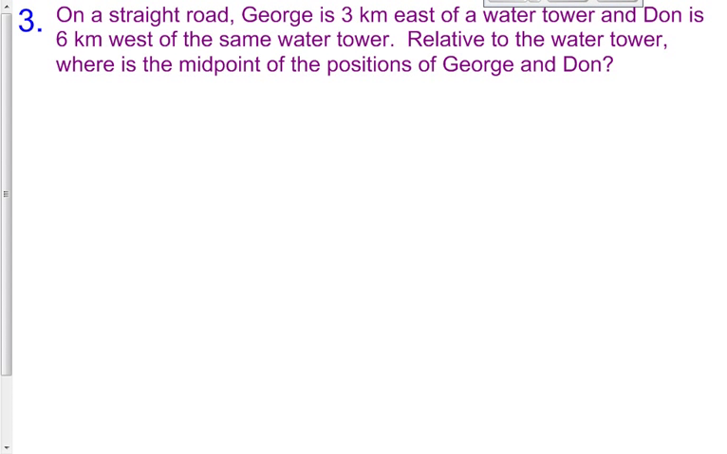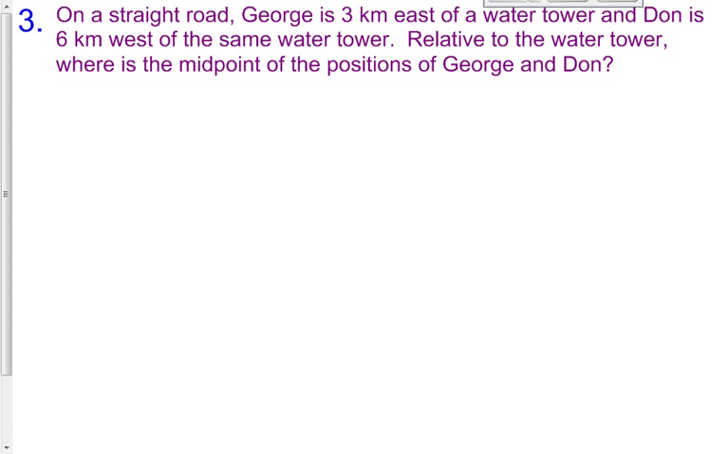On a straight road, George is 3 kilometers east of a water tower, and Don is 6 kilometers west of that same water tower. Relative to the water tower, where is the midpoint of the positions of George and Don? I'm not very good unless I see pictures, so sometimes I just need to draw some things.